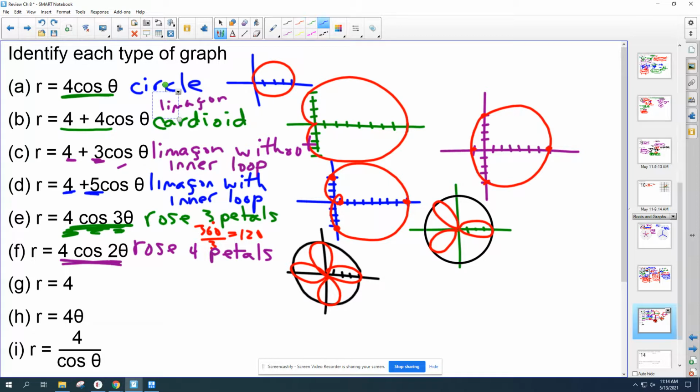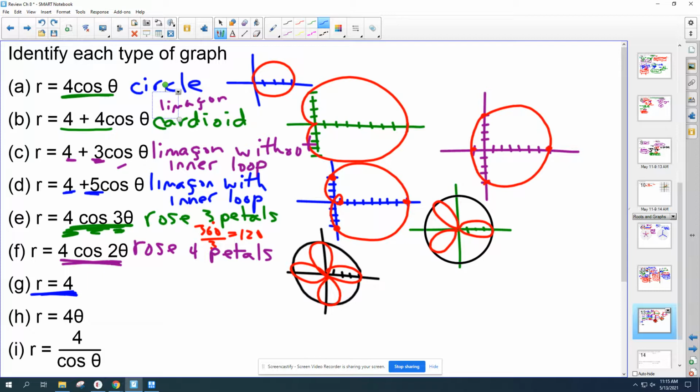Next one. You got to know this one. I think that's the most basic one. r equals 4. Radius equals 4. Yes? You do, but you still have to know what they're called. Okay? So, yeah, you still need to know.